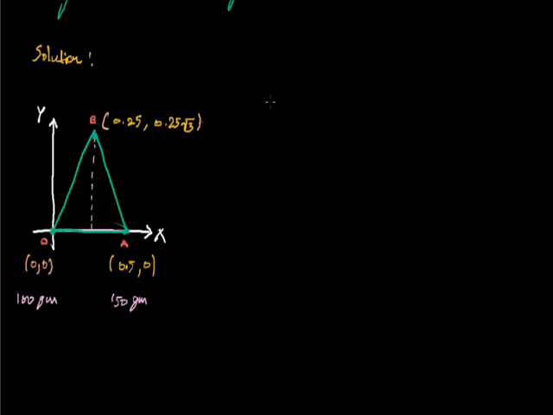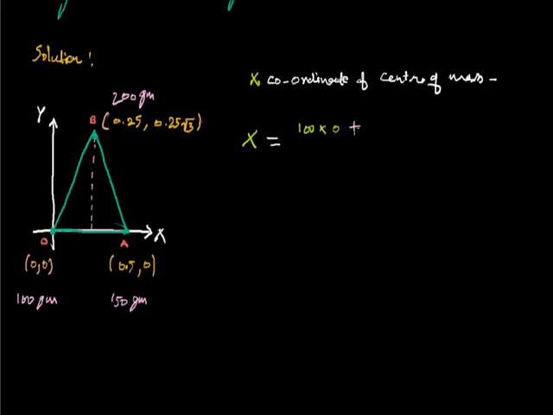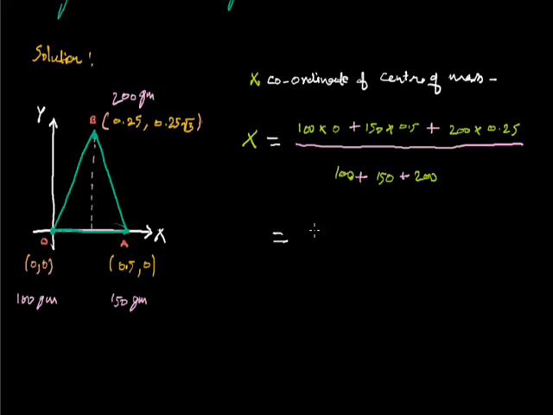Now, in this case we have to calculate the x coordinate for the 200 gram mass at point B. The x coordinate of the center of mass can be calculated as x equals 100 multiplied by 0 plus 150 multiplied by 0.5 plus 200 multiplied by 0.25, divided by the sum of the masses, 100 plus 150 plus 200. So this will give us the value 125 upon 250 meter equals 5 upon 18 meter.